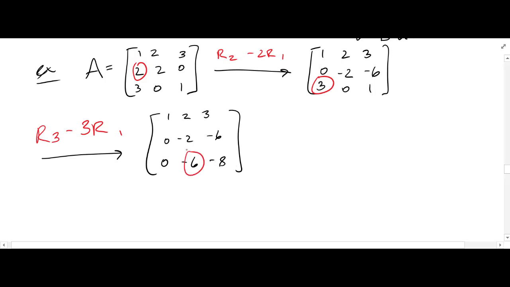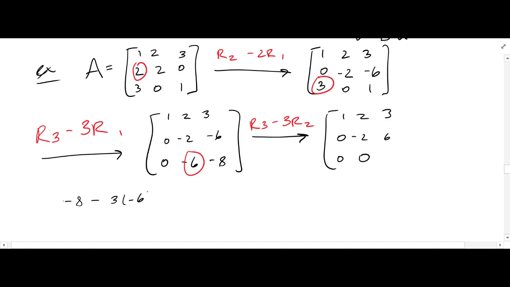And then we can reduce this negative 6 to a 0 by doing row 3 minus 3 row 2. 0, negative 2, 6, 0, 0, negative 8 minus 3 times negative 6 gives you 10. Right, 10. Okay. So this is the U matrix.